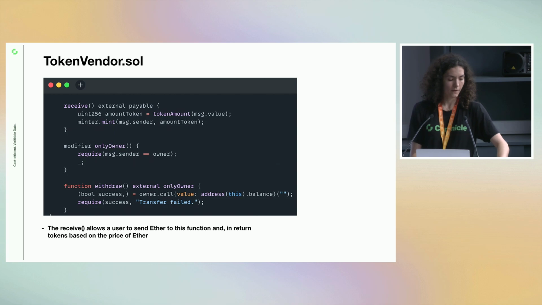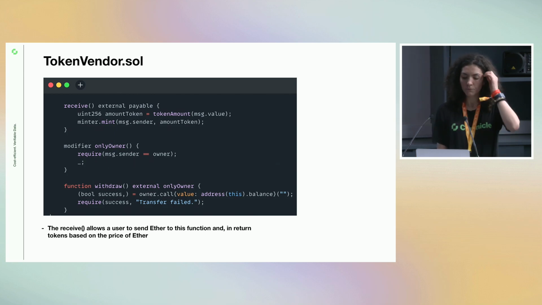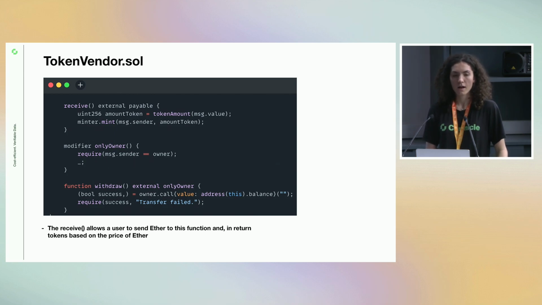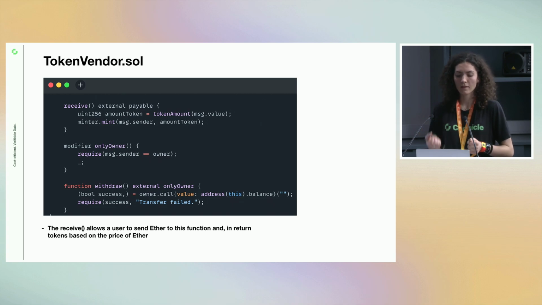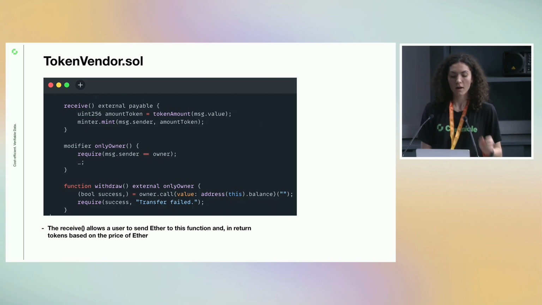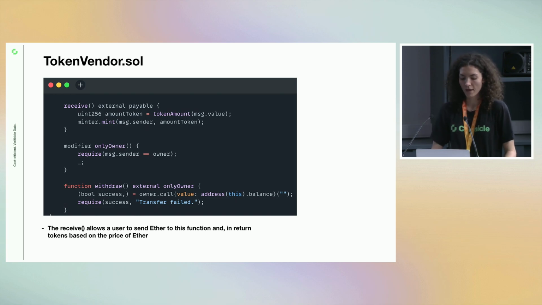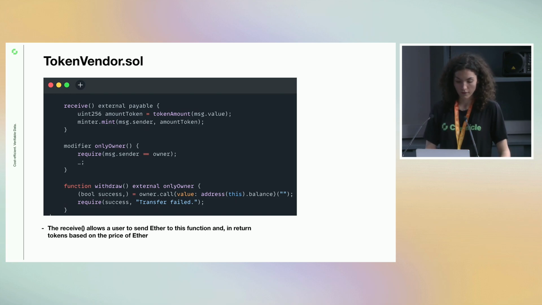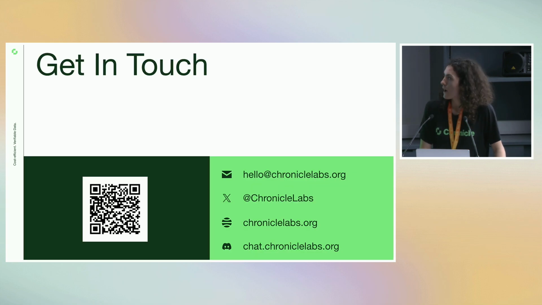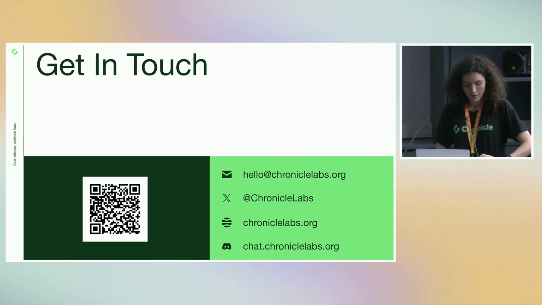Finally, we have the receive function. This allows us to send ETH and in exchange get our token, which is getting minted. We only have a modifier, onlyOwner, to allow only the owner, and then the withdraw function at the end. After we collect all this ether, we want to be able to withdraw it. This is it in terms of the workshop.